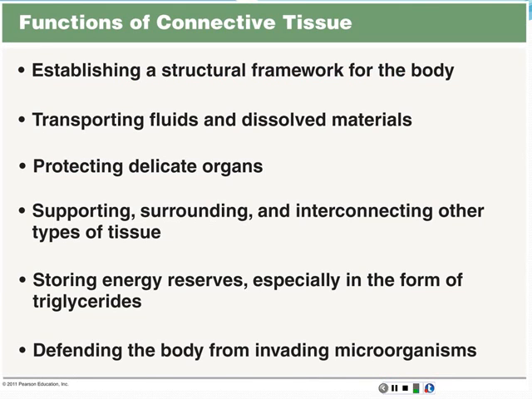It protects organs like adipose tissue. Fat tissue is not just for energy storage. It also acts as kind of padding for the delicate organs like the kidney. It supports, surrounds, and connects all the other types of tissue. It stores energy, particularly in the form of triglycerides, not the most popular part of connective tissue, but nonetheless, that's what it does. And then it defends the body from invading microorganisms. So, again, the blood and the lymph, being connective tissues, are responsible for that important part of the immune system, which you'll talk about next semester.